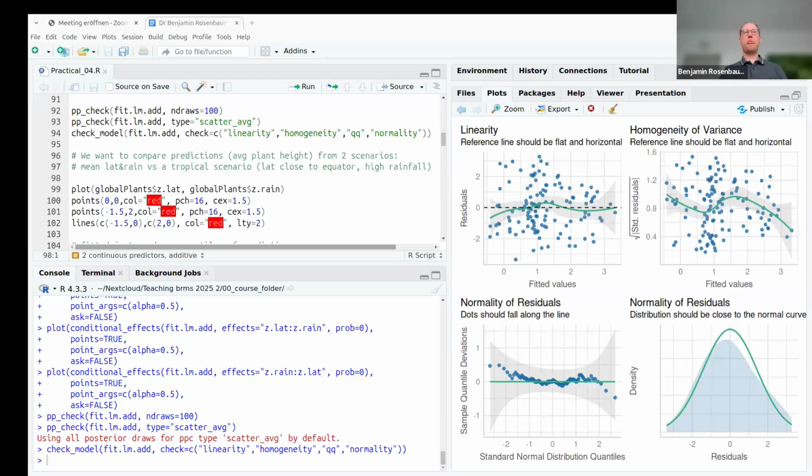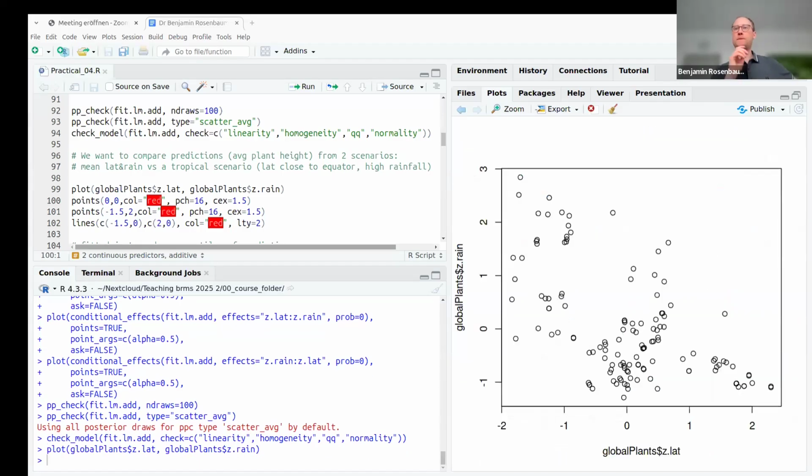Okay, coming back to our research question. Maybe you want to compare different scenarios here. Because note that there's some correlation. This is both predictors plotted against each other. So you see there's a negative correlation. There's less rainfall at higher latitudes. So just the pure effect of latitude, or the slope of latitude, can be misleading, because it would mean, okay, I increase latitude, but I keep rainfall constant.